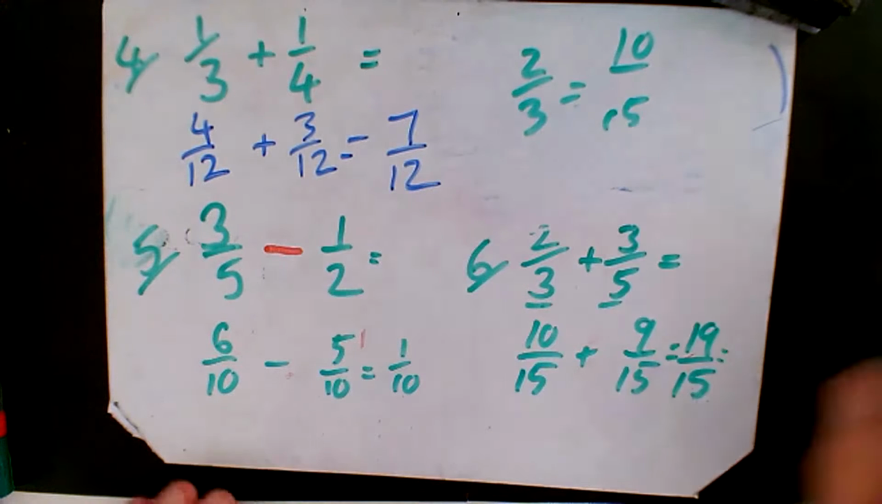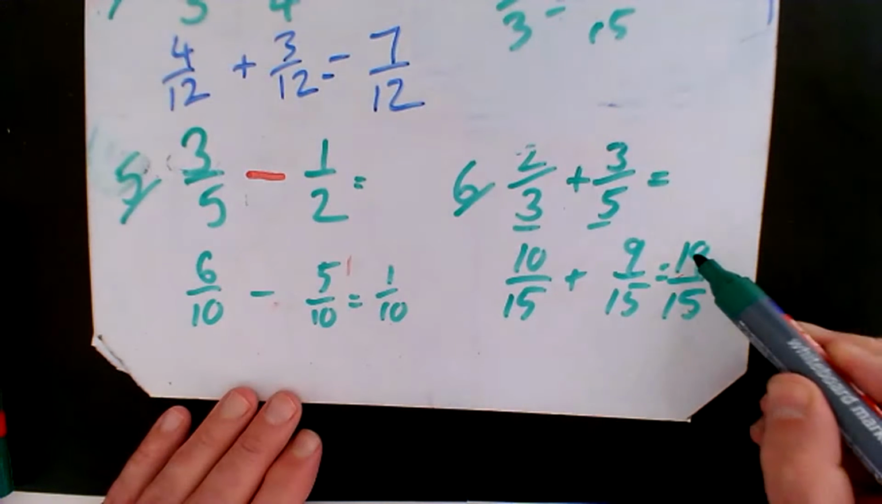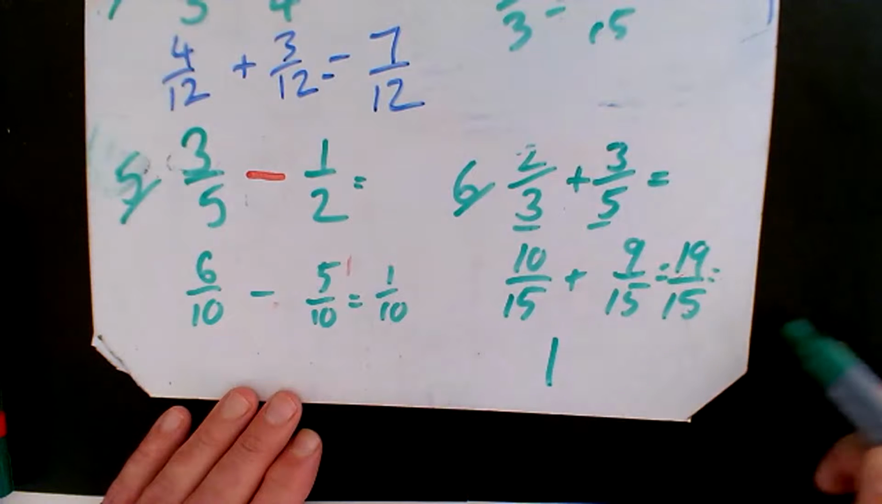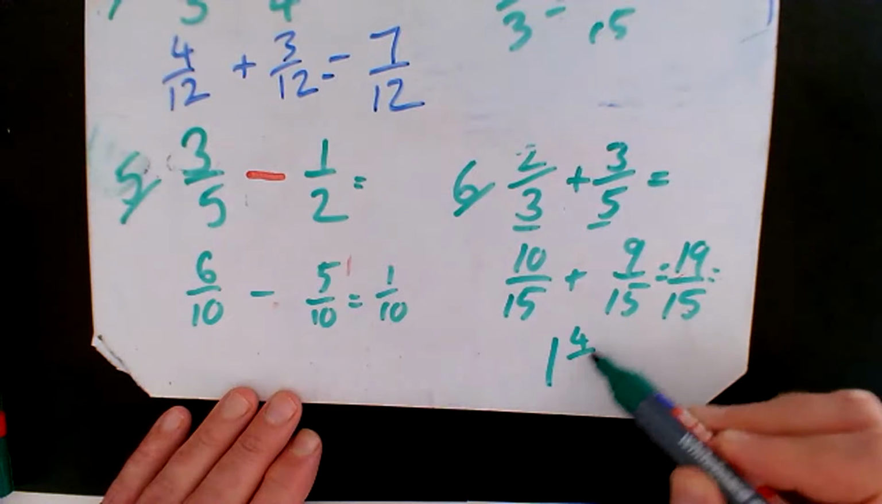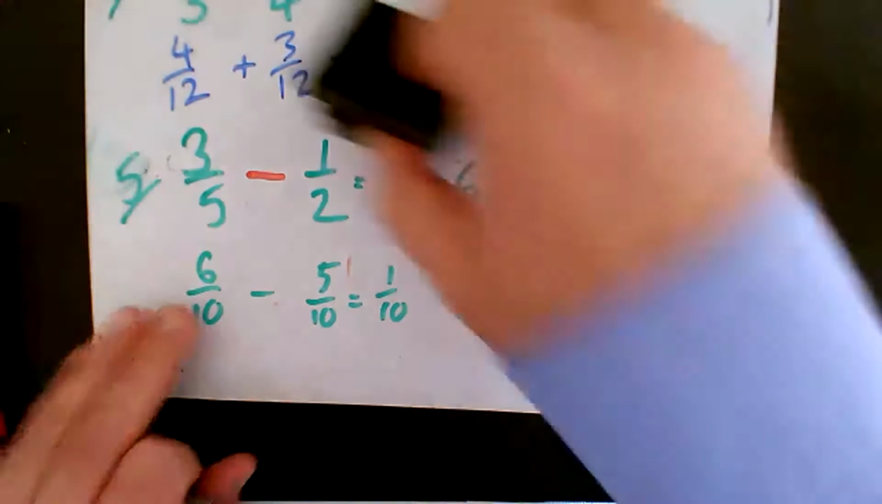That is an improper fraction. So how many 15ths are in 19? 1, remainder 4, so 1 and 4 15ths. Well done if you got that. So let's move on quickly.